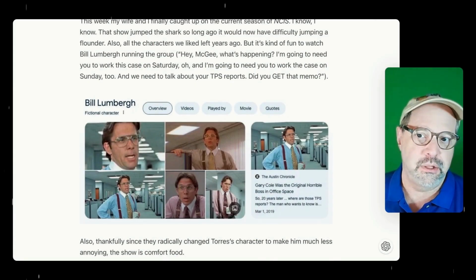Now, the new people are kind of good. They're okay. They finally calmed down Nick and made him into a decent character. I still find it highly entertaining that Gary Cole is the head of the group because you could just picture Bill Lumbergh running the group.